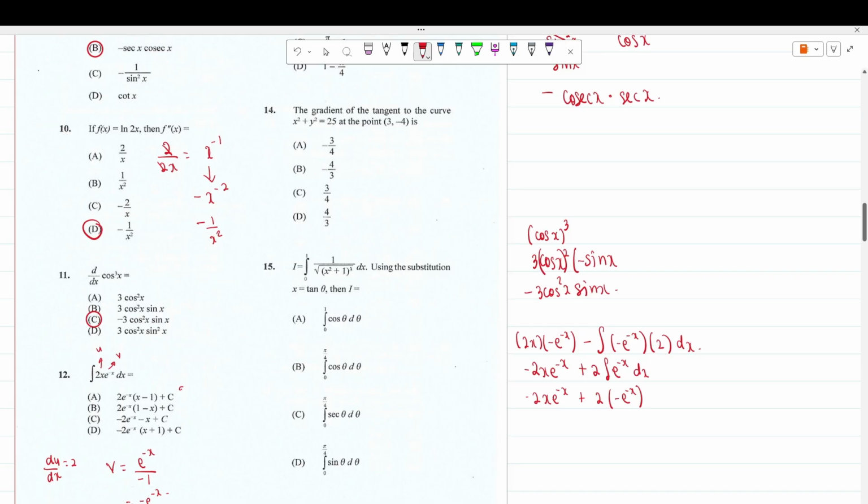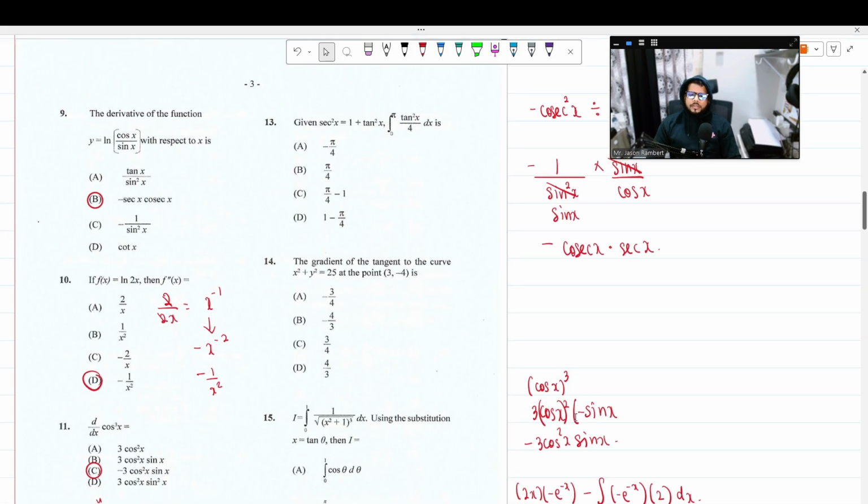So they want the answer in a factorized format if possible. So let me factorize this if possible. If I factorize out, both terms have 2. Both terms have a minus 2 actually. And both terms have an e to the minus x. So I'm going to factorize out the minus 2 e to the minus x. I'll remain with x plus 1, and I have to add my constant c. So does this correspond to any of the answers? It does. It does correspond to D.